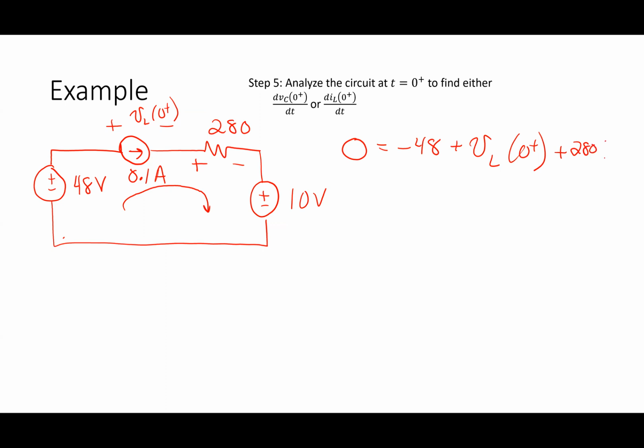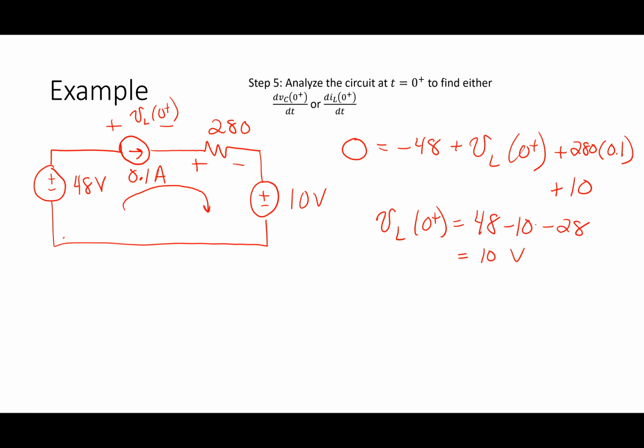Yep, 280 times 0.1, because I know the current through it. And then I know the voltage across the capacitor is 10 volts. So that tells me that VL of 0 plus is 48 minus 10 minus 28, whatever that works out to be. So what's that? 48 minus 28 is 20, right? Minus another 10 is 10 volts, as long as I did my subtraction right.